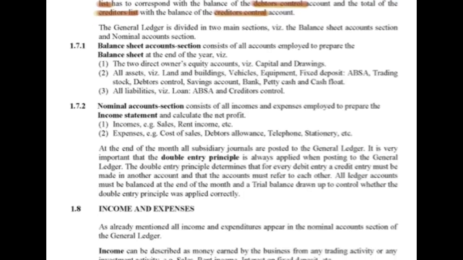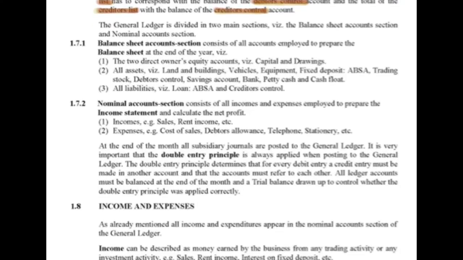So the general ledger, this is the main one. This is the one that we will focus on. So this is really so important. I'm going to write the NB. It's so important that you understand the general ledger very well. It is divided into two main sections, namely the balance sheet and the nominal accounts section.